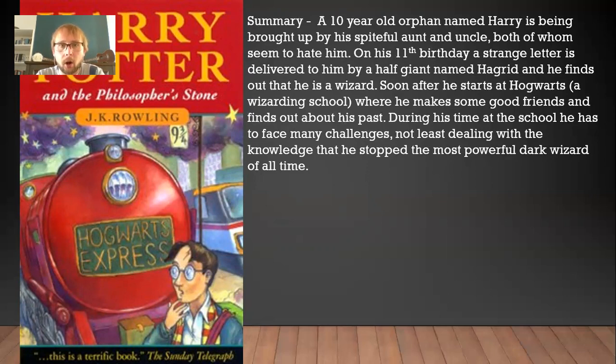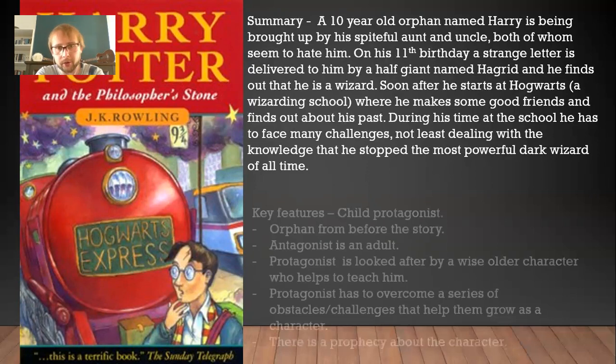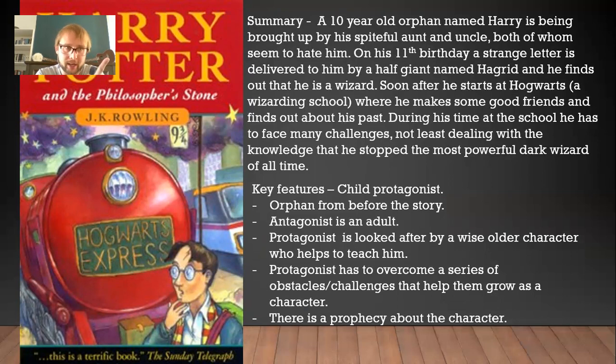So a 10-year-old orphan named Harry is being brought up by his spiteful aunt and uncle, both of whom seem to hate him. On his 11th birthday, a strange letter is delivered to him by a half-giant named Hagrid, and he finds out that he is a wizard. Soon after, he starts at Hogwarts, a wizarding school, where he makes some friends and finds out about his past. During his time at the school, he has to face many challenges, not least dealing with the knowledge that he stopped the most powerful dark wizard of all time.